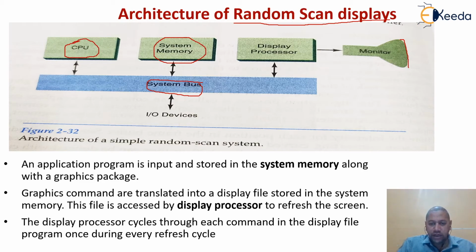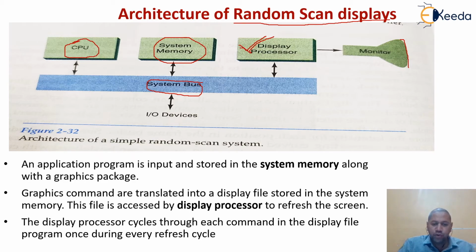In the random scan display, the additional thing I require is my display processor. The important part in my random scan display is the display processor. This display processor is going to process this, have access to this, and then it is sent to the monitor screen. So just read the two or three important points related to this architecture diagram.